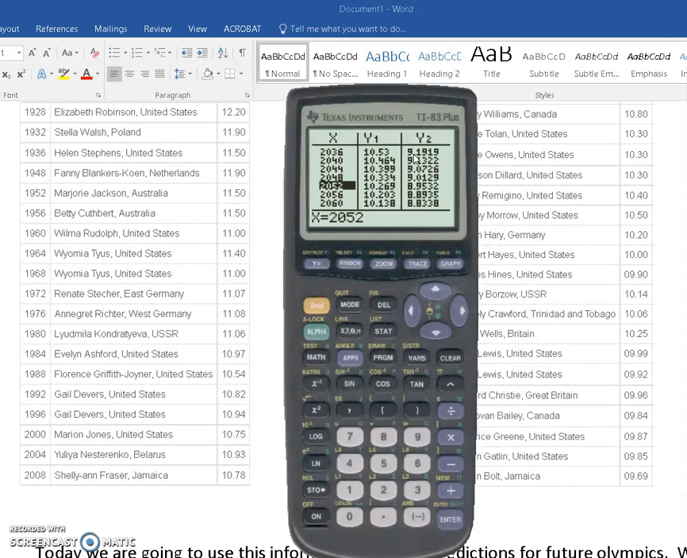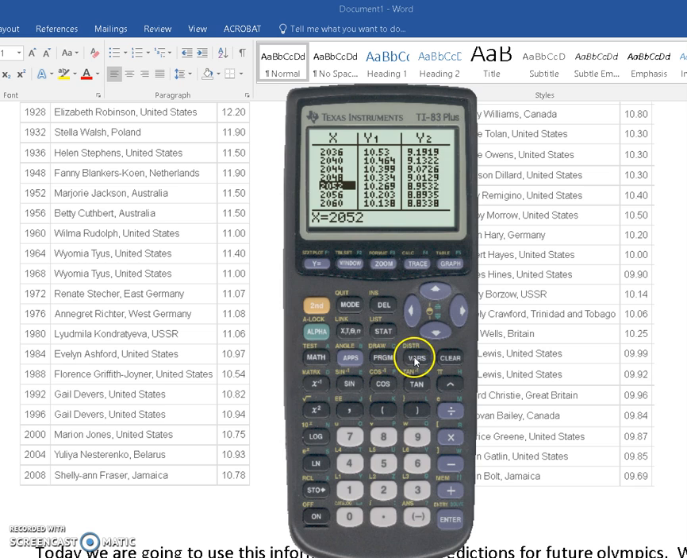And so, like, I think it asked in 2052, what are your girls' times and what are your guys' times? According to what I have for my equations, the girls' times would be 10.26, and the guys' times would be 8.9. And so that's one way that you can make a prediction.